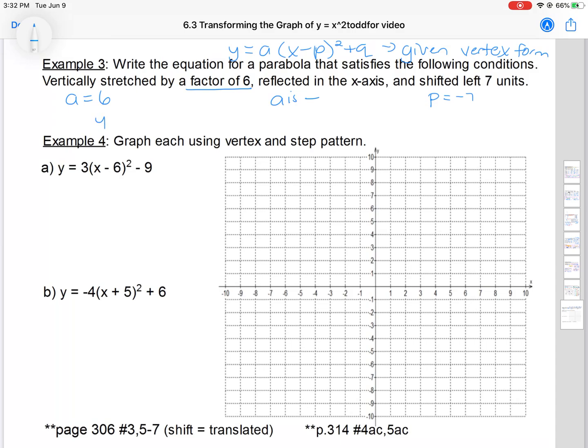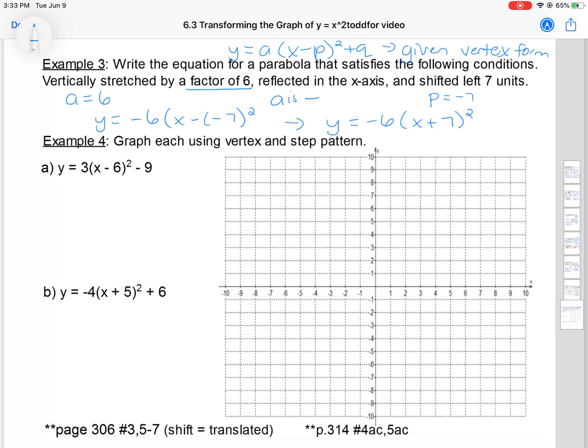Okay, so then you can even think of it like plugging it in. -6. And then again, when you do x minus -7 squared, even if you forget that that's going to change into the -7, you could automatically put +7, but you can also solve for it too. And then there's no vertical shift. Okay, so now this question says to graph each using vertex and step pattern.